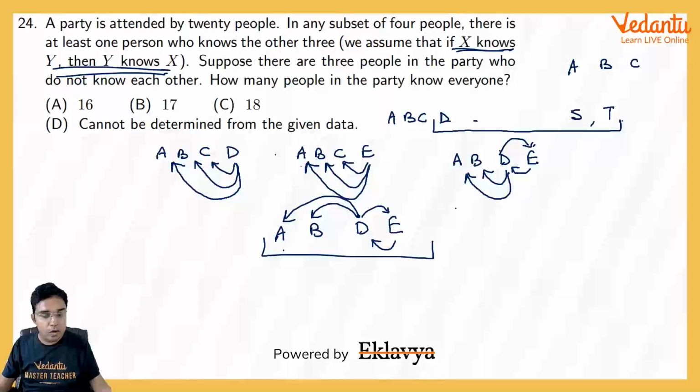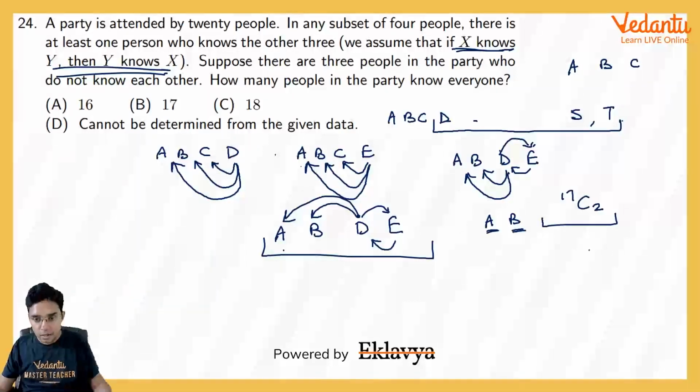Okay, now if I make all such subsets where two people are A and B, or A and C, or B and C, then still out of 17 people, there are 17C2 ways in which we can select two persons, and we can make subsets in which two will be A and B and two will be other two persons from D till T. But the logic we have proved is that D and E know each other, all these 17 persons have to know each other, isn't it?